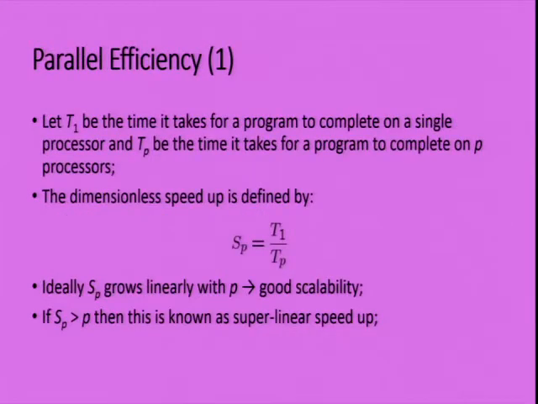So to measure your scalability, you have an equation here, the speedup. T1 is the time that your application takes to run on a single processor, and TP is the time it takes for your program to run on P processors. Your speedup is given by this equation here, and this is dimensionless. Ideally, your speedup grows linearly with P, so that's known as good scalability. And occasionally, you also get a speedup greater than P, and this is known as superlinear speedup.